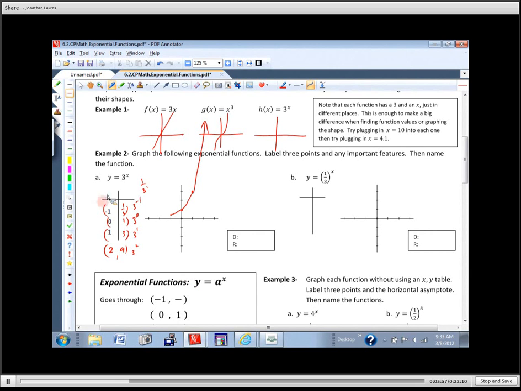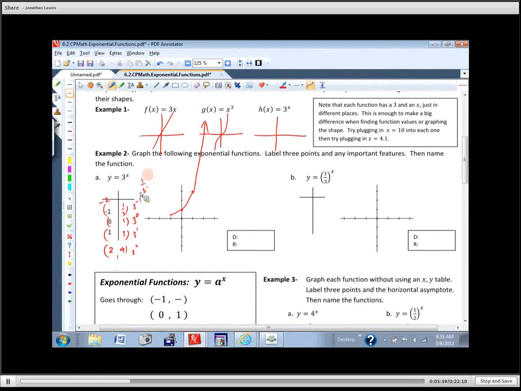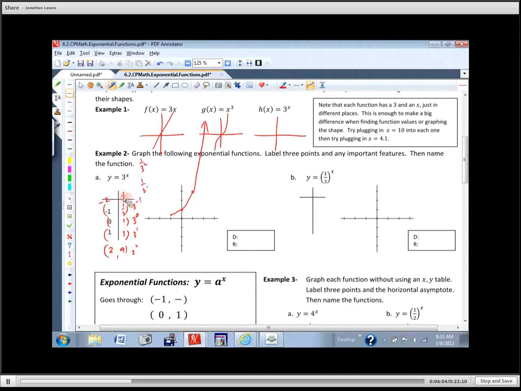What if I plugged in a -2? That would be 1 over 3 squared. So that would be 1/9. So that would be back 2 and up 1/9. We're barely above the x-axis. And keep in mind that this base is a positive number. So whenever I take a positive number and raise it to a power, I'm still going to have a positive. So this is never going to go below the x-axis. In fact, it's never even going to touch the x-axis because it's always positive. So this has what we call a horizontal asymptote out on this end.